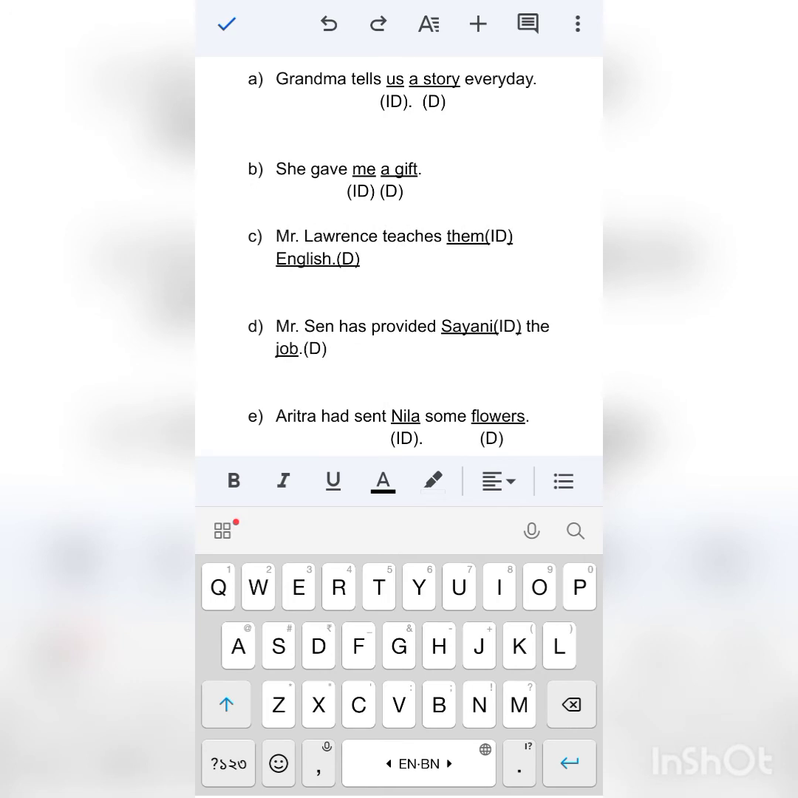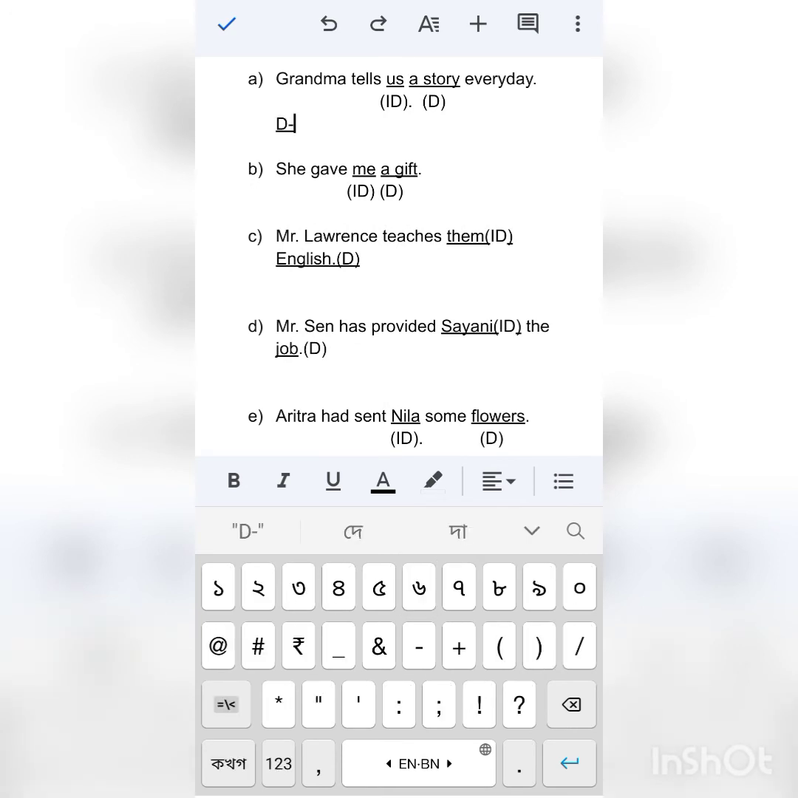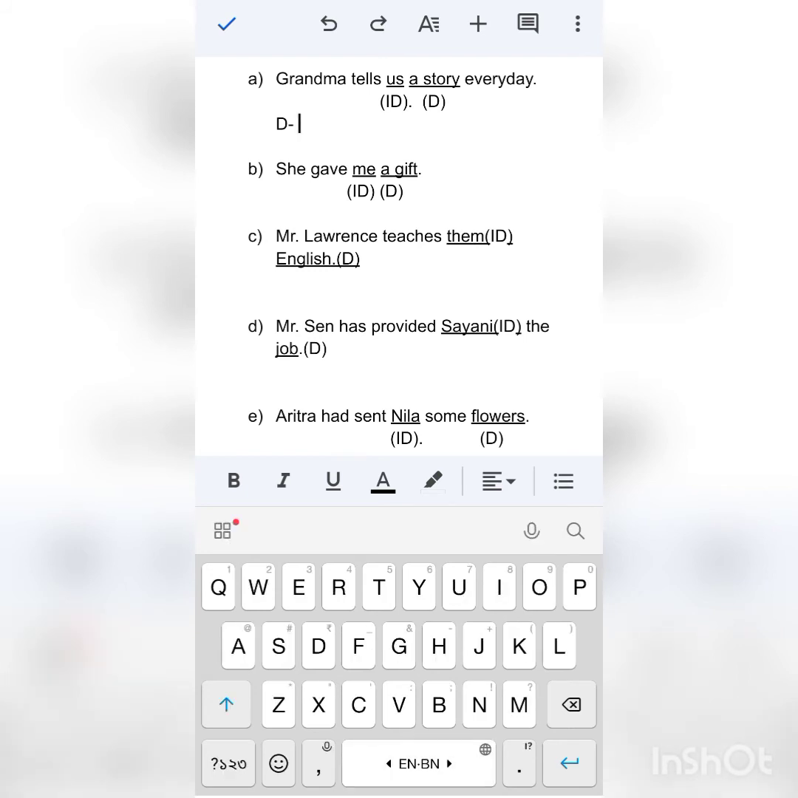So first we'll learn how to do the voice change using the direct object. So again, direct object, a story. So we'll just write a story at the beginning. A story tells, see, it's present tense, right? Is be verb will be used here. A story is told to us.